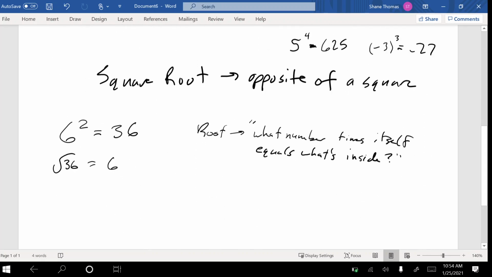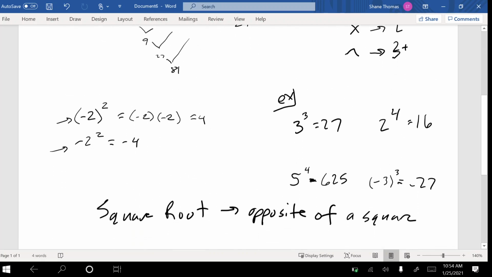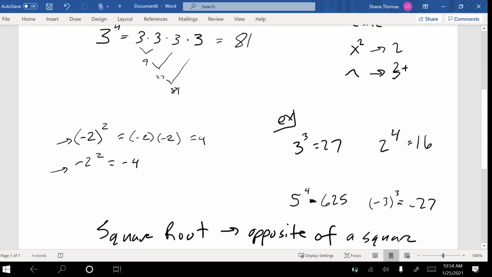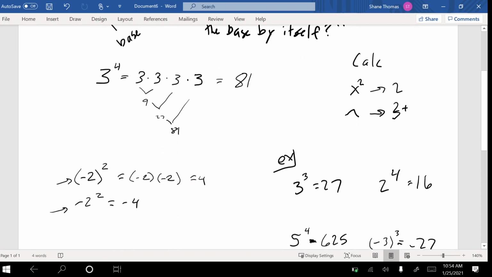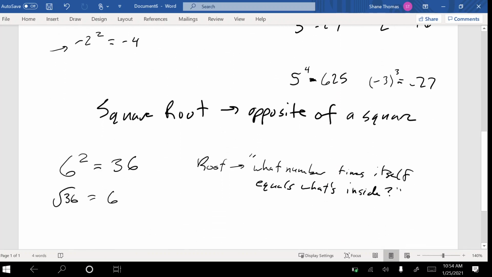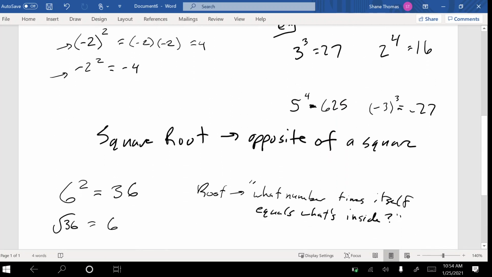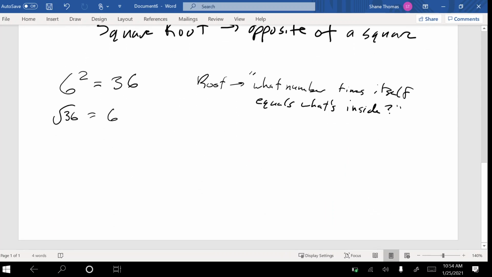So, let's talk about the perfect squares. Why does this keep scrolling, jumping down? Oh my gosh. All right.